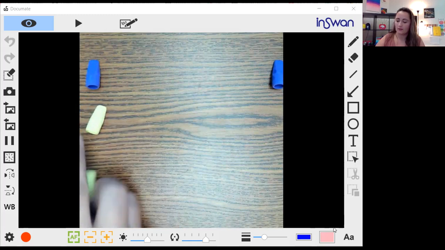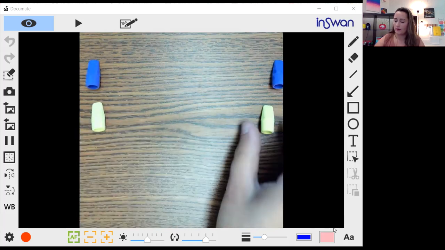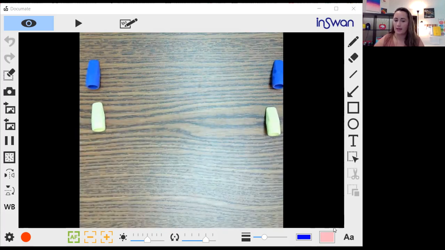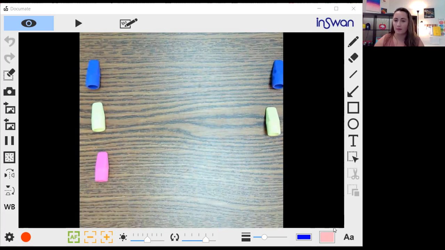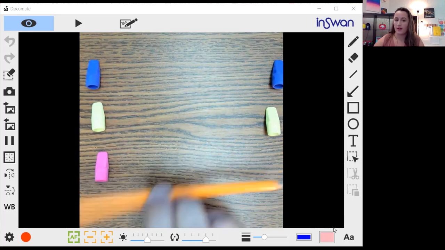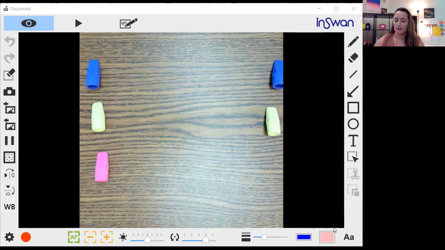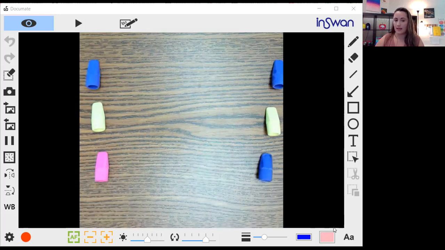Let's keep going. So I have 1, 2, 3, 4. If I had 4, would 4 be an even number? Yes, because this one also has a match. So let's say I had 5. Would 5 be an even number? You should be thinking no, because this pink eraser doesn't have a match, right? So 5, 1, 2, 3, 4, 5, should tell me that it is an odd number because it doesn't have a partner or a match. But if I had 6, that would be an even number. It has a match or a partner.